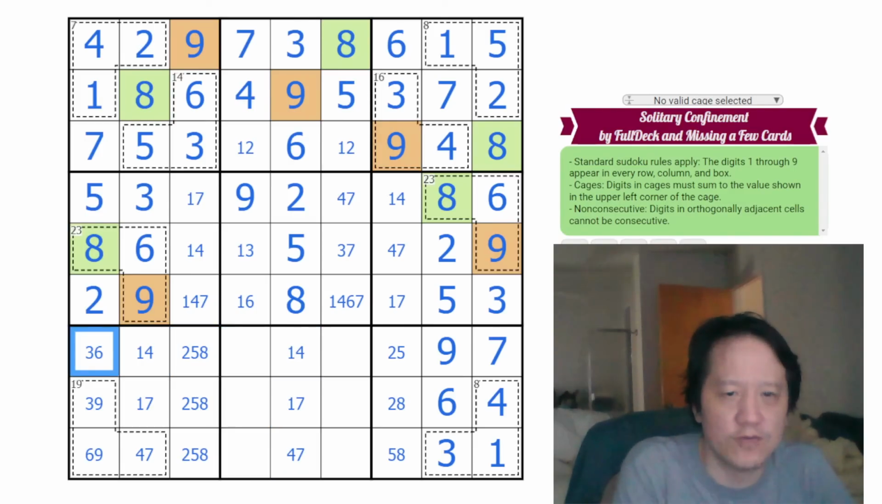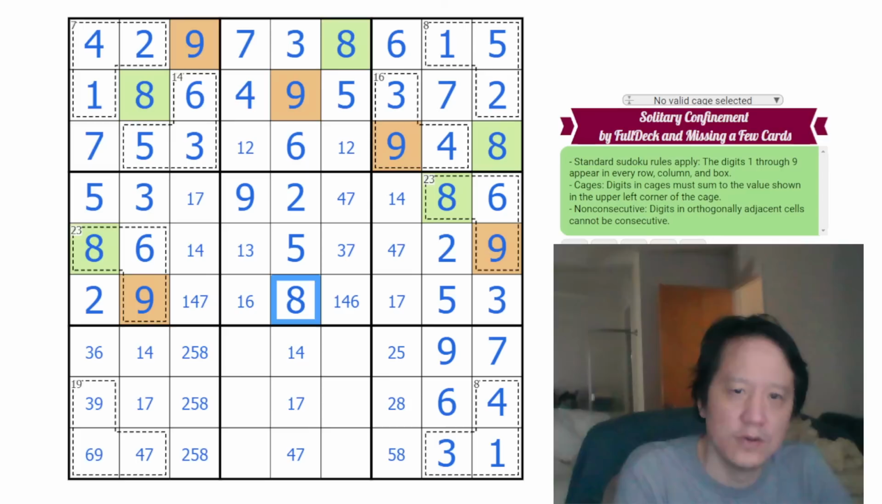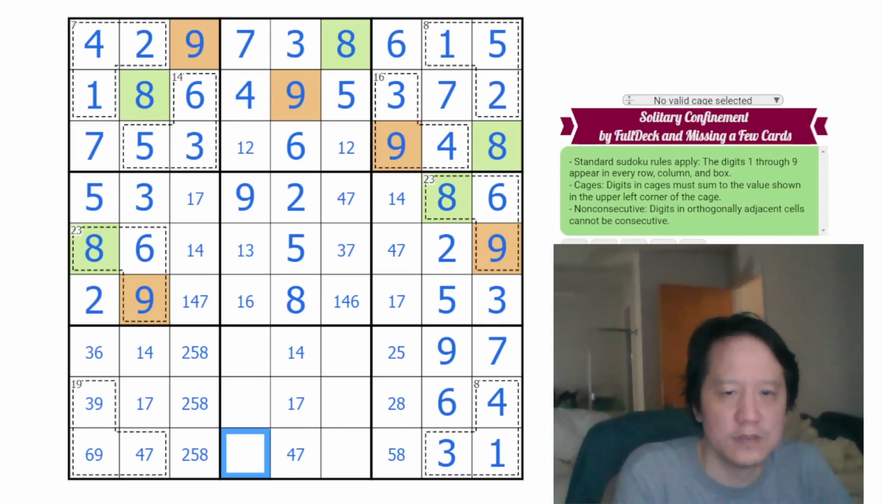We got 1, 4, 1, 4. So this cannot be 7. 6 is one of these two. 7 is one of these two. This is 8.